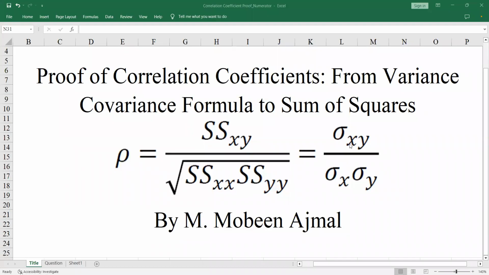Assalamu alaikum. In this video, I'm going to show you the proof of converting from the variance covariance matrix system that you see, sigma xy over sigma x divided by sigma y, into the sum of squares method, SSxy divided by the root of SSxx and SSyy.